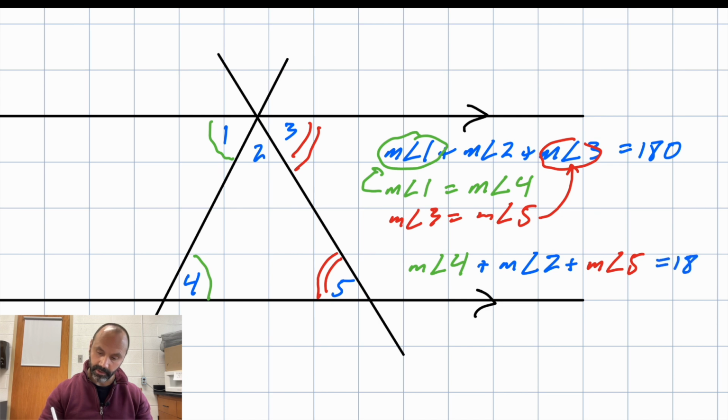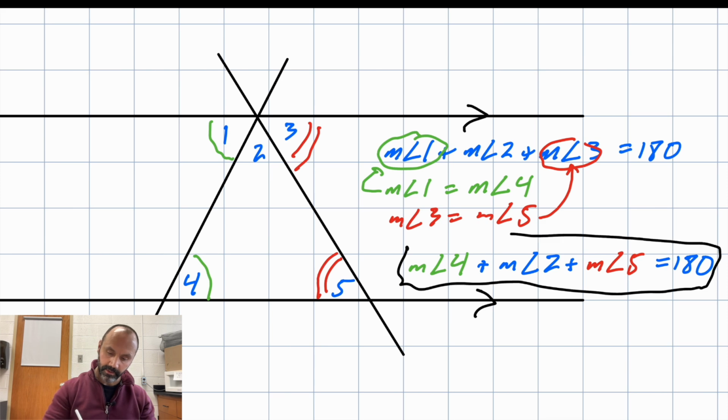So I'm just substituting 5 and 4 for 1 and 3, and now I end up with this equation, and this tells me that the three interior angles of this triangle equal 180 degrees. That's the sum. And it doesn't matter what kind of triangle it is, right? It doesn't matter what the angles are that we put in there, right?